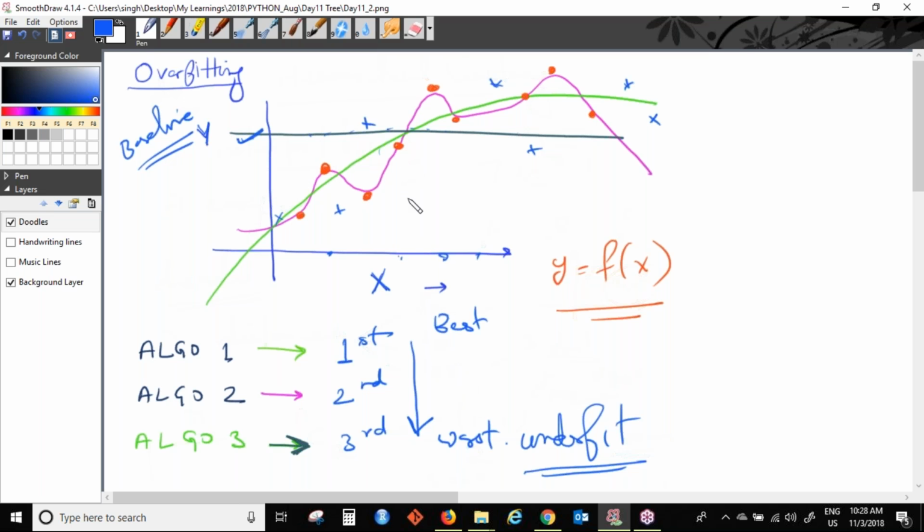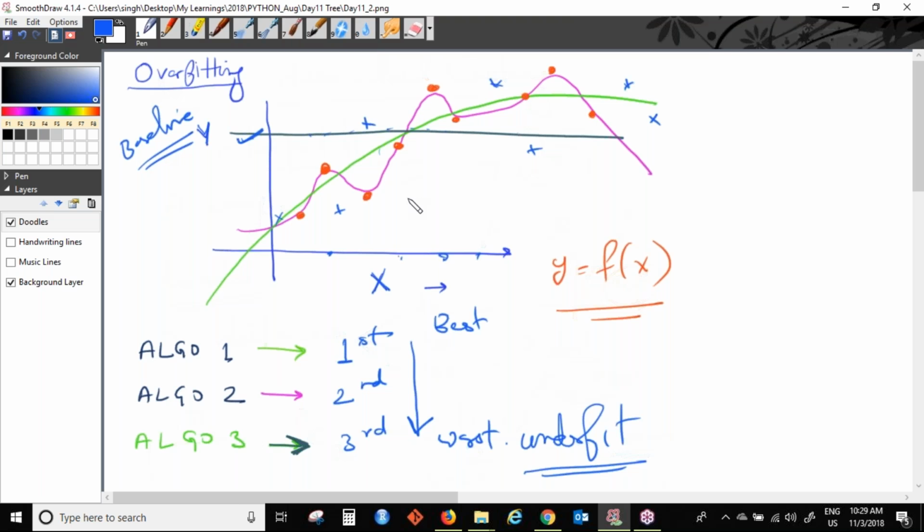Okay, so there is a trade-off. You cannot go to a very complex model. You cannot go to a very simple model also. You have to be somewhere in the middle. That is why the third one is the worst, because it is too simple. Given the values of x, it doesn't change at all. It is a constant, basically, like the baseline model.